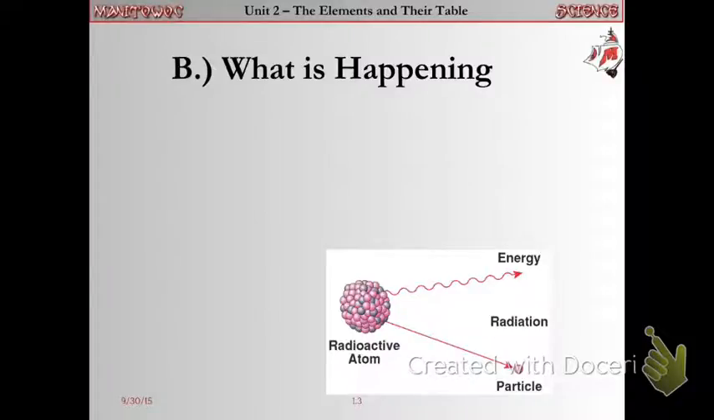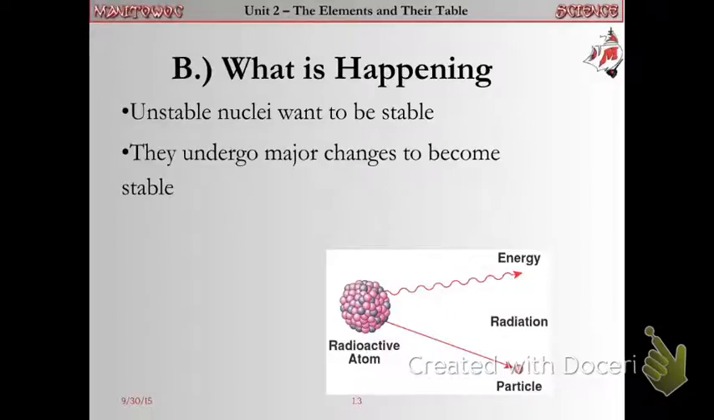So what's actually happening in radioactivity? Well, unstable nuclei want to be stable. They want to be completely stable, and so in order to become stable, they have to eject certain particles and certain energies from the nucleus. They undergo major changes in order to do this. Some of them actually change the identity of the atom.